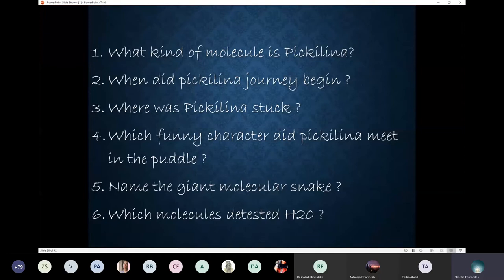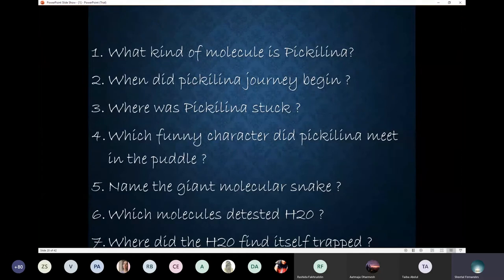Which molecules protested against H2O, the beautiful, cute Piccolina molecule? Which molecules detested H2O? The name itself gives clarity: hydrophobes. Last one. Where did the H2O molecule find itself trapped? In a bubble of hydrophobes. Yeah, that's right.